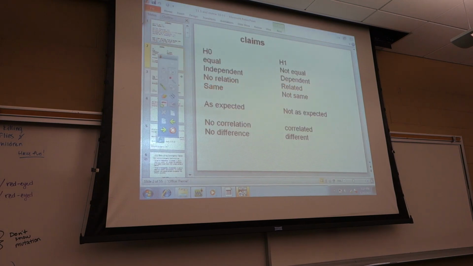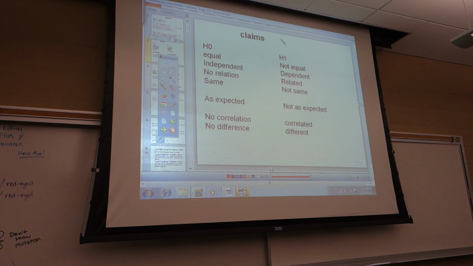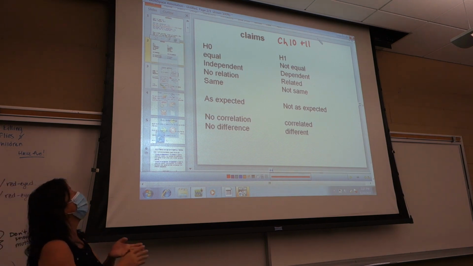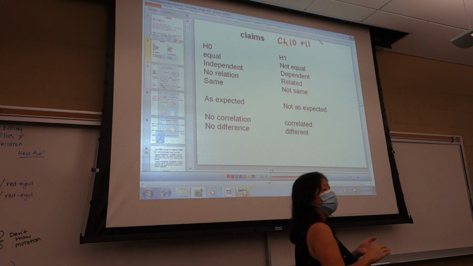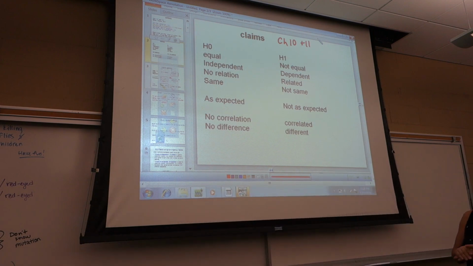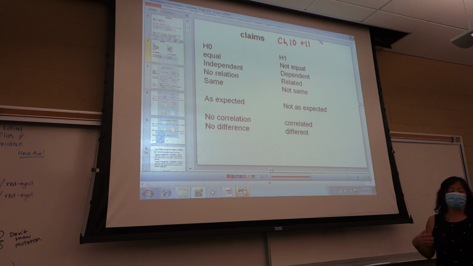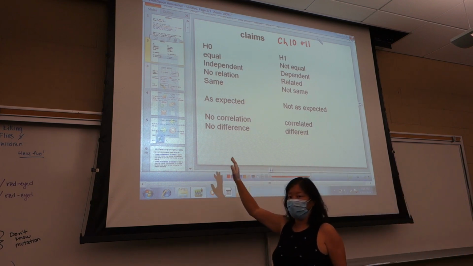So this is a summary of the claims. This is good to keep note of, for chapters 10 and 11. You're going to get a bunch of different problems, especially in the homework. If your claim is something along the lines of equal, or independent, or no relation, or that they're the same, or they're as expected, no correlation, no difference, those are all H-naught claims. So for your homework, if you get a claim like one of these, then your claim is H-naught.